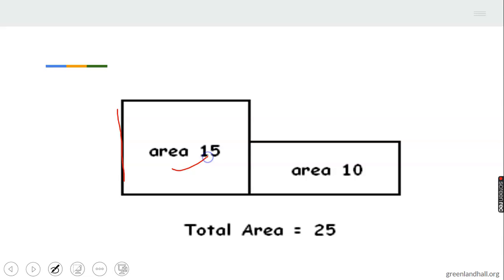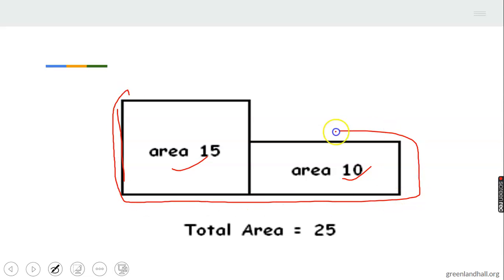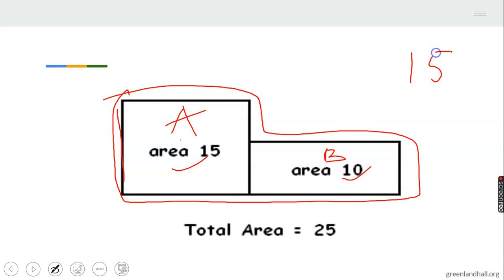Now look at this shape. The area of this one is 15, while the area of this one is 10. But the two of them together, we want to get the area of the whole of this side. Let's say this is shape A and this is shape B. So we just add A and B together, and what do we have? 15 plus 10. 5 plus 0, 5. Then 1 plus 1 is what? 2. So we have our 25.